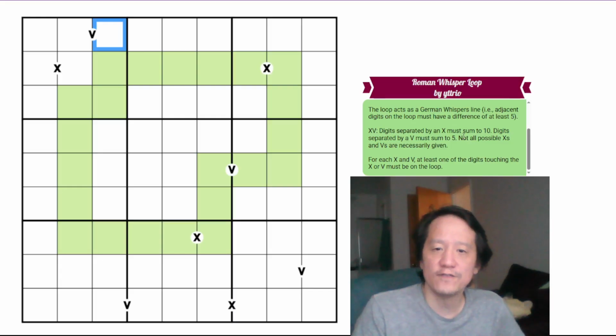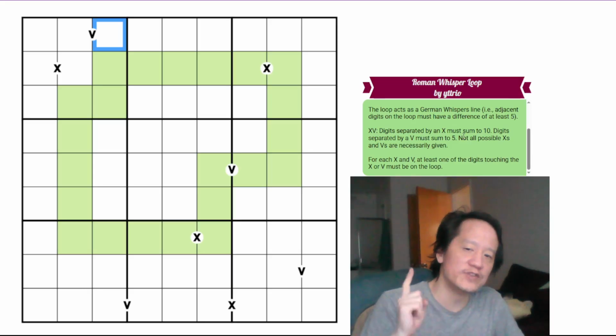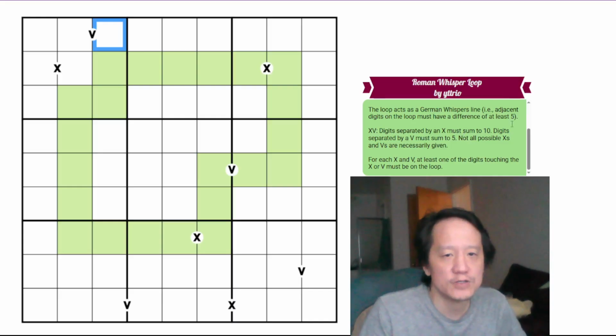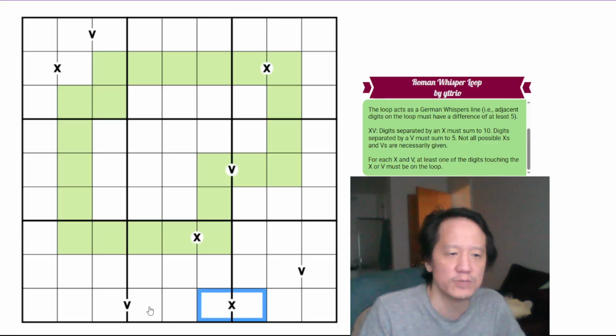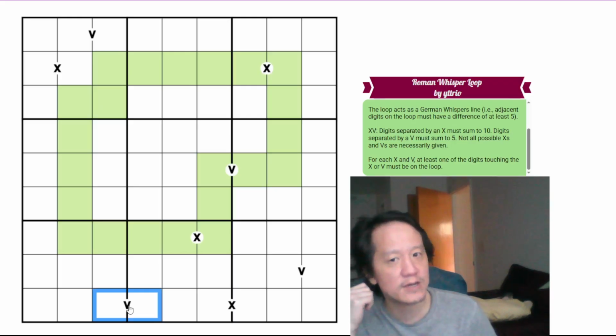And finally, for each X and V, at least one of the digits touching the X or V must be on the loop. So this loop actually doesn't work, because one of the cells touching the V here must be on the loop. One of the cells surrounding this X must be on the loop. At least one of the cells surrounding each of these Vs and Xs must be on the loop.